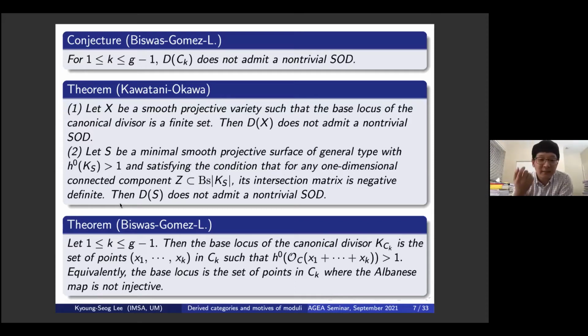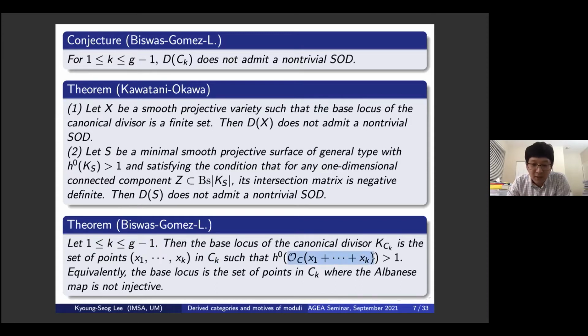Motivated by this theorem, Biswas, Gomez and myself proved that when k is from 1 to g minus 1, we can explicitly describe the base locus of the canonical divisor of the k-symmetric product of a curve. In this range, the base locus of the canonical divisor of the k-symmetric product is exactly the locus of points where the global sections of this divisor are greater than 1.